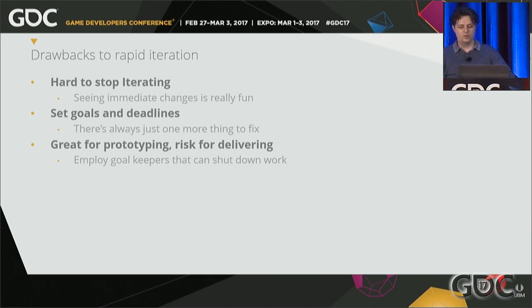Towards the end of a project, quicker iteration can be really great for being able to squash those last-minute bugs. But it also really helps to have someone in place that can also shut down the process. Those simple little changes at the end of a project can also easily lead to introducing new bugs.